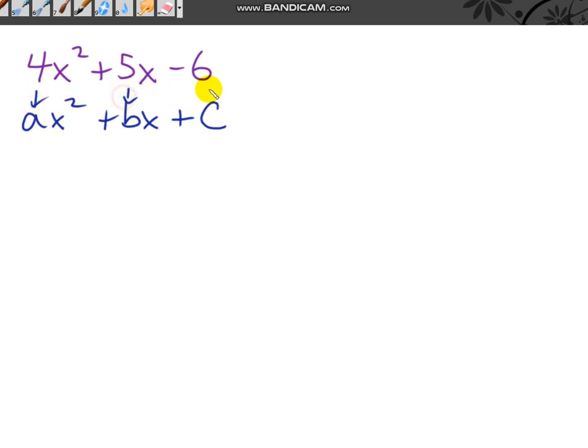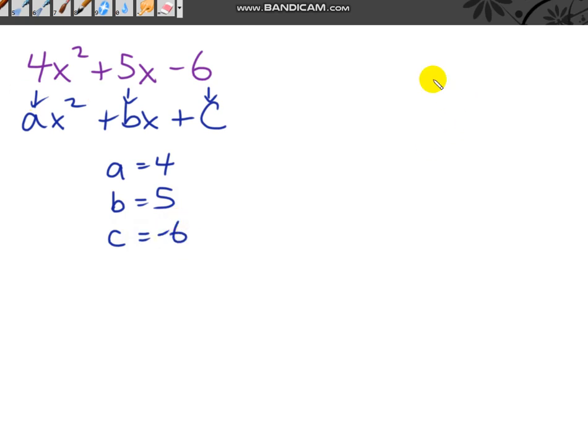4x squared plus 5x minus 6. Now as we look at the 4 here, we cannot pull out any common factors. Because we cannot pull out any common factors, we're going to resort to the x method. So ax squared plus bx plus c. You're going to go ahead and identify each of those coefficients. So a is 4, b is 5, c is negative 6.